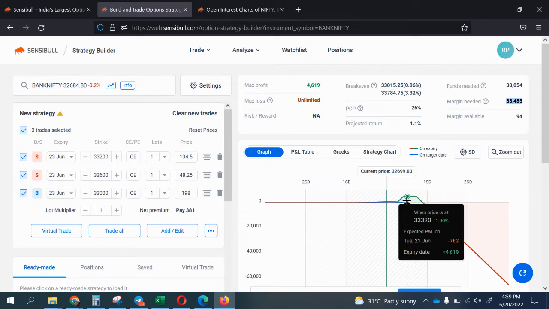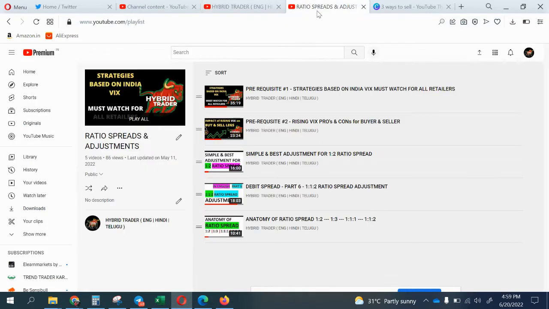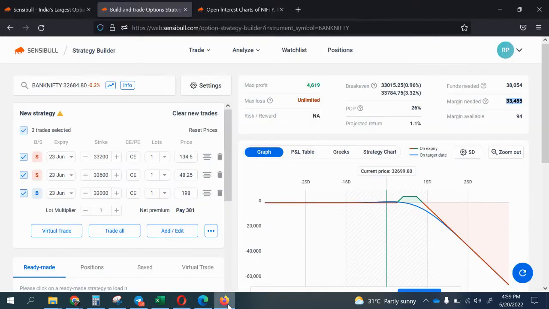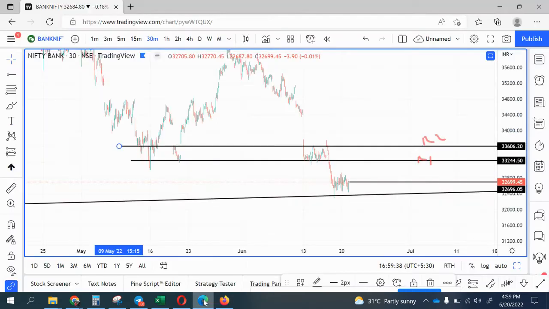If the market gets trapped somewhere here, see, we are not discussing this strategy. If you want to know about this strategy, what ratio spread is all about, I've made a complete end-to-end series. You can go for this video, wherein I've explained the logic of all the ratio spreads. So today we are going to discuss the best strike rates and the premiums for the ratio spreads based on the chart.